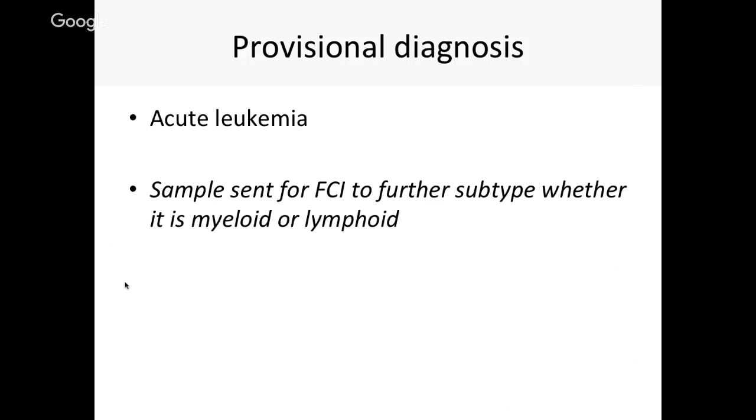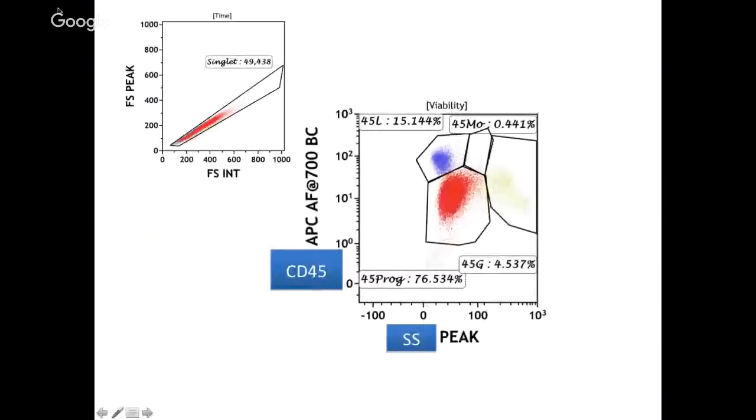For lineage, flow was done. We did all the five tubes. And as we go, you see this, this is CD45 here and side scatter here. We take the singlets, and these are the lymphocytes which are CD45 strong. And this is the progenitor area. All the red dots you see here, 76%, they're all blasts. Very few neutrophils, very few monocytes. So these are blasts. So we know this is acute leukemia.